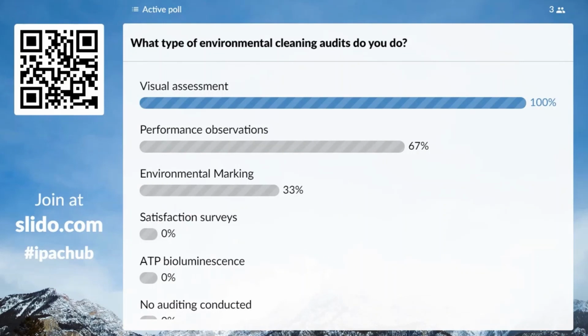Okay, great. We've got a few different responses here. So the majority of people are using a visual assessment, and some are using performance observations, and there is even some that have noted environmental marking that's in place. So that's helpful to understand who's doing what. Thank you very much for your answers.